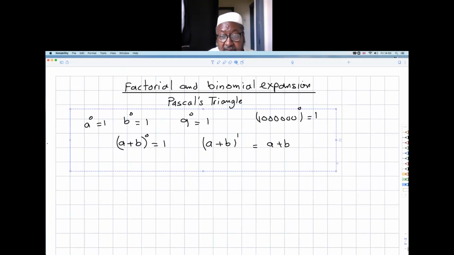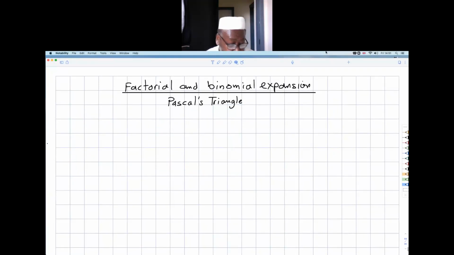What Pascal said here, he said if you put a counter, here it will be 0, 1, 2, 3, 4, 5, 6, 7. Okay, here will be a plus b to the power of 0, so it will be 1.